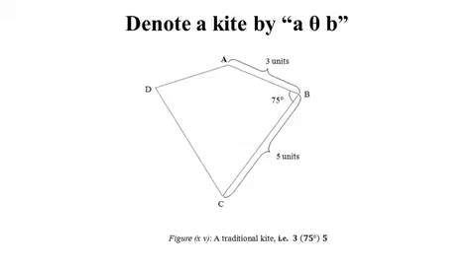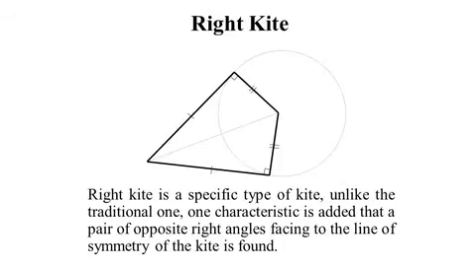So based on the second view, we can denote a kite by A theta B, where theta is the included angle between the two distinct sides AB and BC. So for this example, we can call this kite 3 75° 5. But since we cannot construct 75° with the straightedge and the Euclidean compass, we choose to focus on the right kite. What is more, we can find a right kite when we study tangent properties in school.